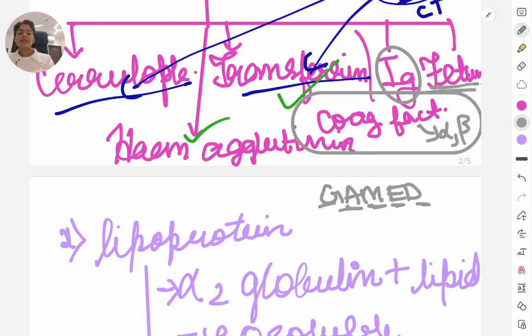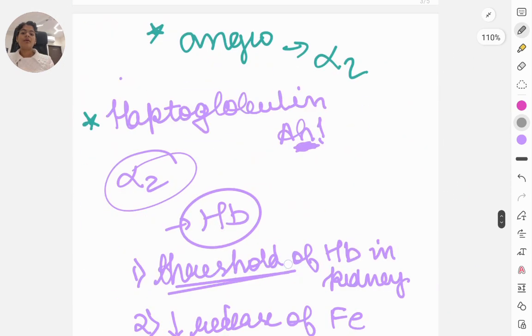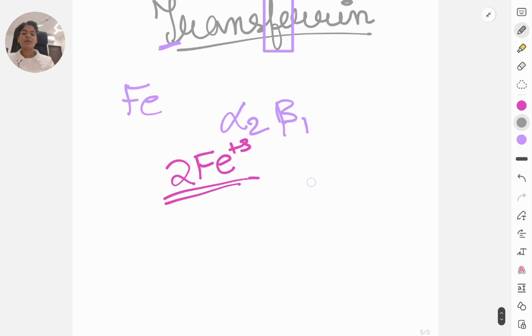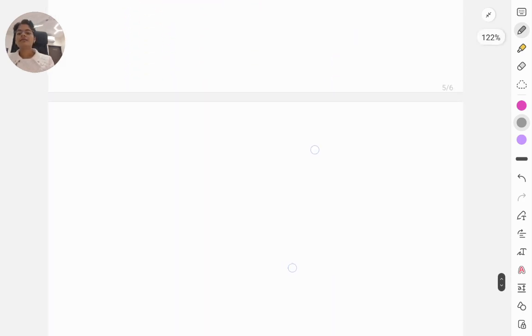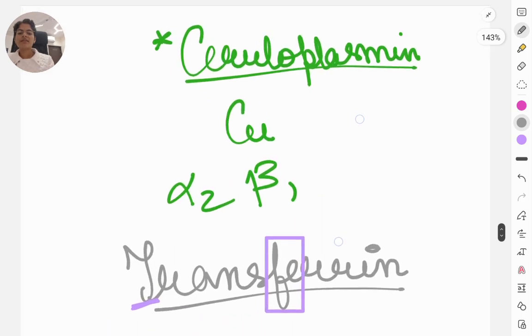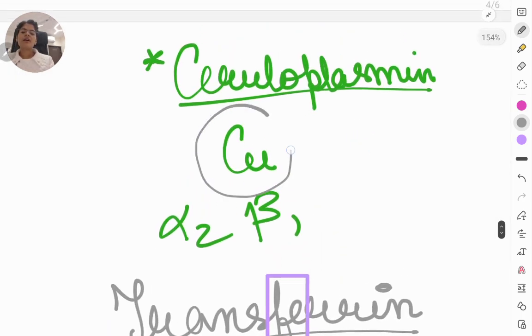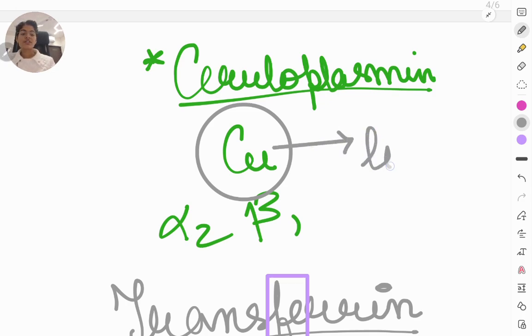So these are all the globulins. One clinical aspect I want to tell you about is ceruloplasmin and copper. If there is a deficiency of ceruloplasmin, more copper ions would be in the blood, right? And it would get deposited in the brain and the liver, causing destruction. Thereby it is lost in urine.